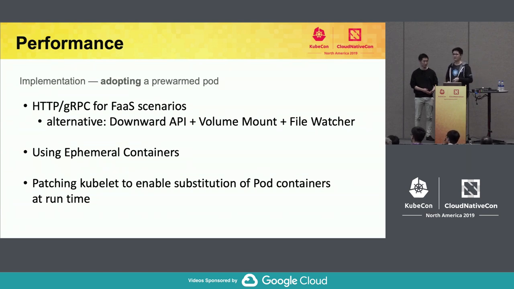However, this is actually not a recommended way to use ephemeral containers, and there are many side effects, so this solution is no good. What we do here at Ant Financial is that we forked and modified the code of Kubelet, which is the node daemon that runs on every Kubernetes worker, to allow the dynamic substitution of containers at runtime. So after we modify this code, the Kubelet will get informed of the spec change of the container. And when it sees that the container spec has changed, it will just kill the old container, start a new container, and add the container back to that pod.